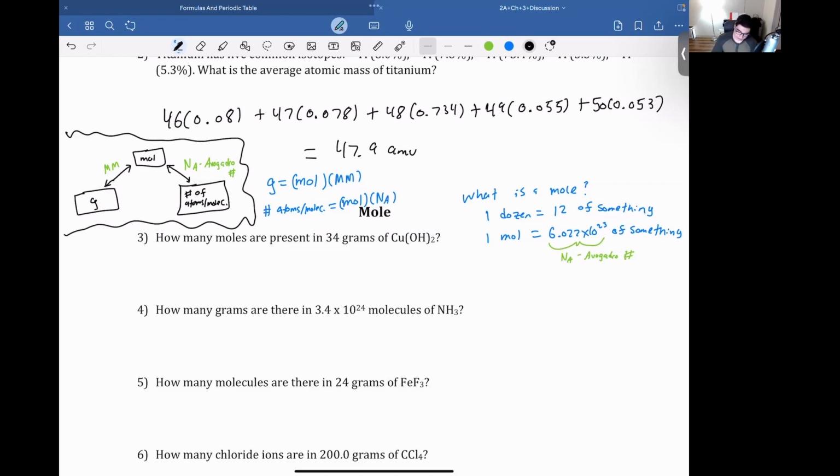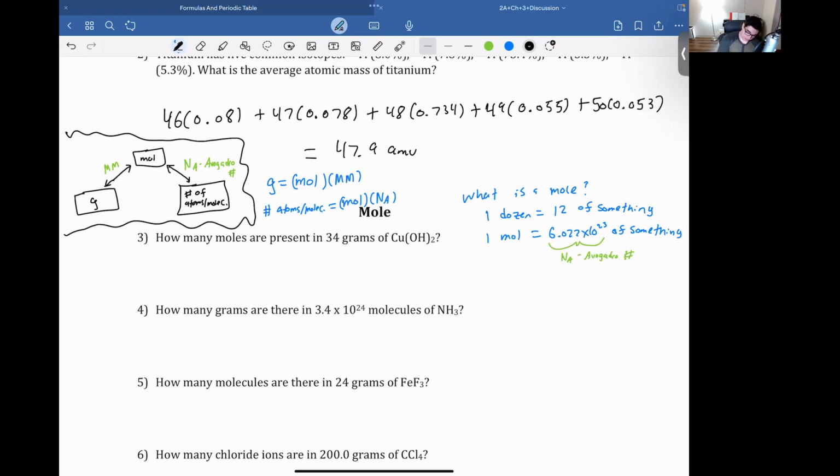All right. So now that we have that, it says how many moles are present in 34 grams of copper hydroxide? I'm going to stick with the fraction unit conversion. You can use the equation. That's what I did for many, many years. I'm just going to keep it with the fractions. It looks cleaner. And then I think that's just what people are used to. But do keep these formulas in mind if you get stuck.